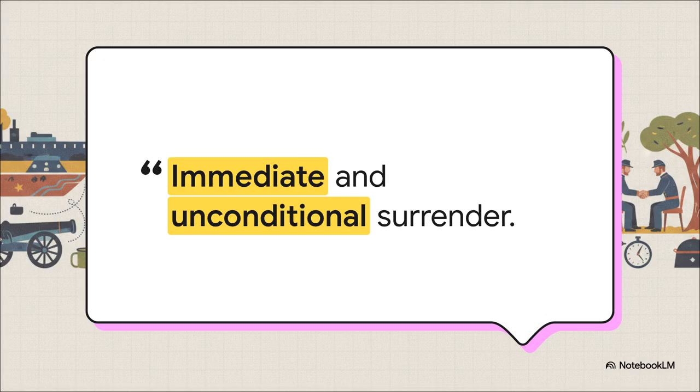And the attitude of the Union leadership? It was hardening, fast. At Vicksburg, when asked about terms, Ulysses S. Grant famously demanded immediate and unconditional surrender. He wasn't playing around. And that totally uncompromising stance resulted in the surrender of 29,000 Confederate troops at Vicksburg alone.